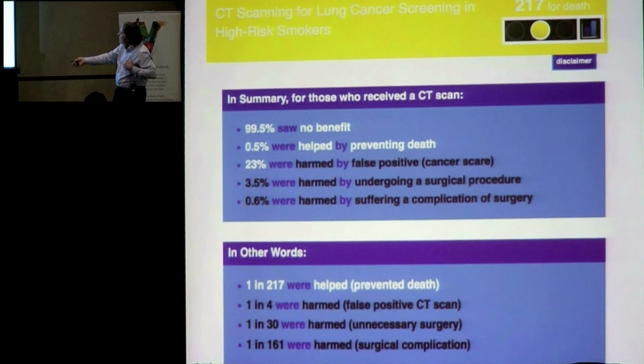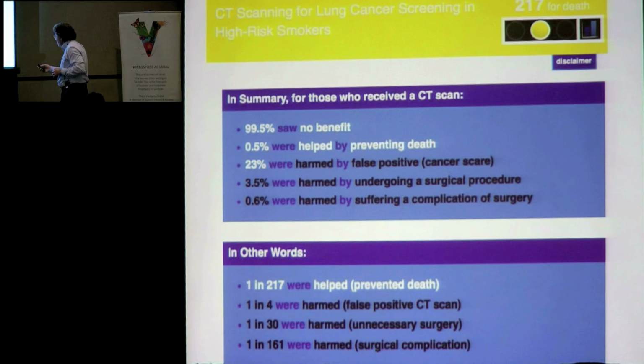This is an example of how they break down CT scanning for lung cancer screening in high-risk smokers. So up here they're saying you'd have to screen 217 in order to save 1 death. For those who got a CT scan, almost no one got a benefit. Almost no one was helped. 23% were harmed by a false positive. 3.5% harmed by having more surgery. 0.6% harmed by having a complication of surgery.